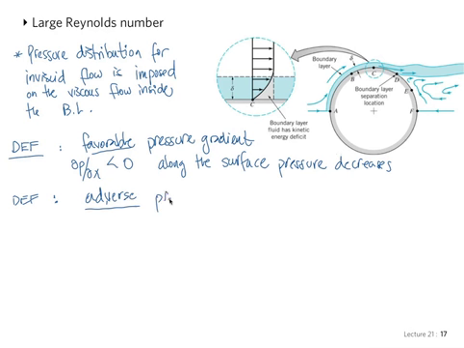Adverse pressure gradient when dp/dx is greater than 0. So along the surface, the pressure is increasing. So basically, here in the back, the pressure is increasing. Let me just quickly flash the previous image, okay?